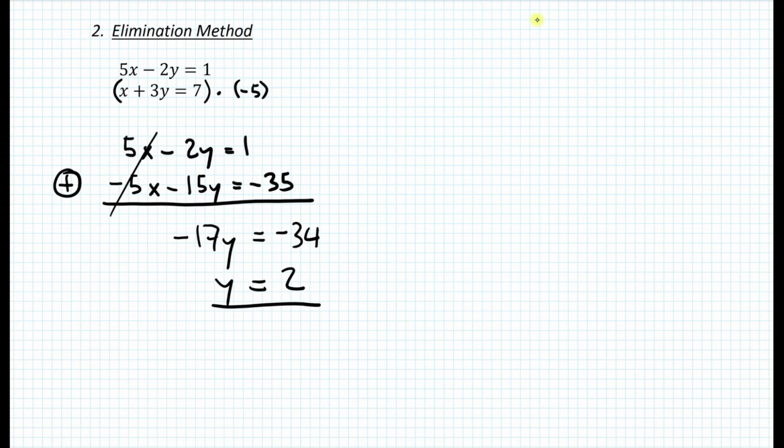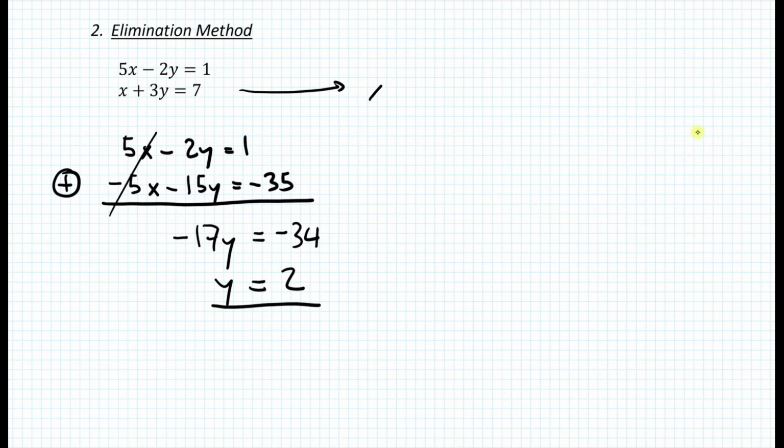Once you have the y value, now we can back substitute into one of the original equations and figure out what the x value is. So let's say we want to pick the second equation here. So here we write x plus 3 times, and now instead of y, we are going to substitute the 2 for the y, and that is equal to 7, okay? So that means that x must be equal to 1 for this to be true.